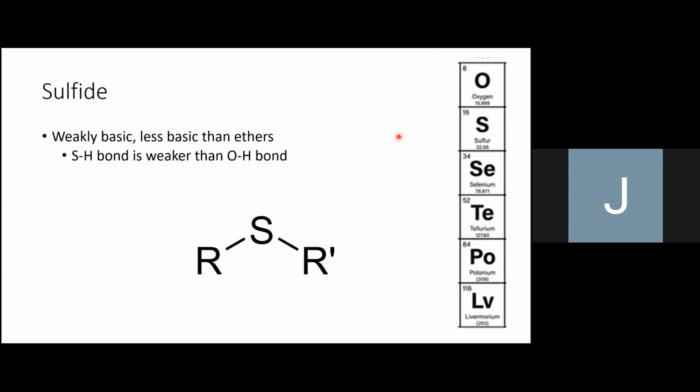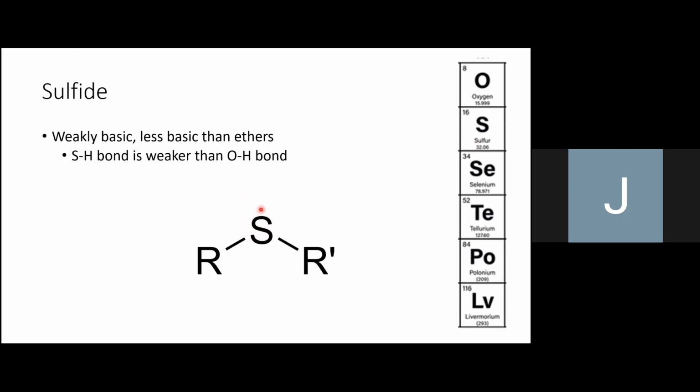So sulfides and ethers have a lot of similarities, but one key difference is that because sulfur is one period down, it's going to be a bigger atom because of that extra shell of valence electrons. And because it's going to be a bigger atom, it's going to form longer bonds, and those bonds are going to be weaker. And so one key difference between sulfides and ethers is that sulfides are less basic than ethers.